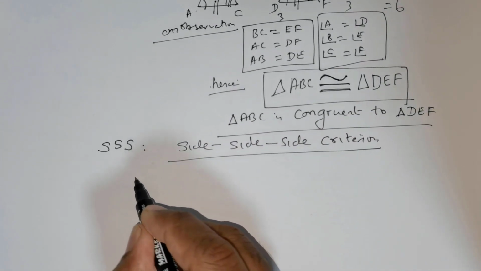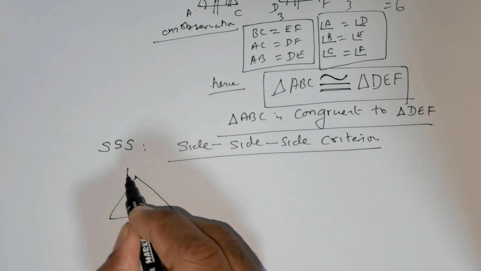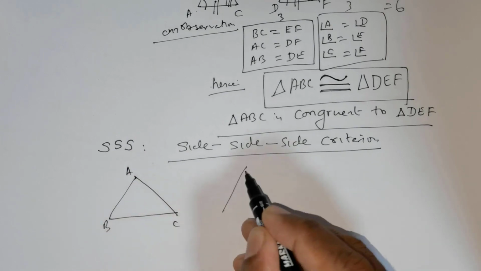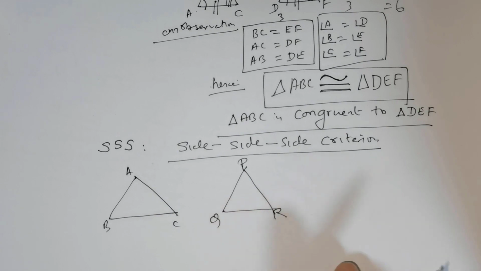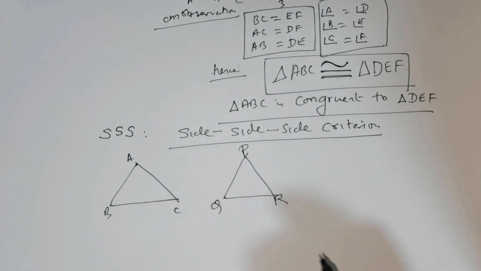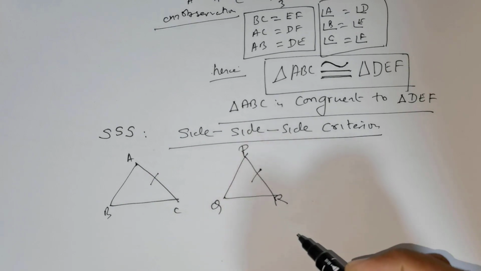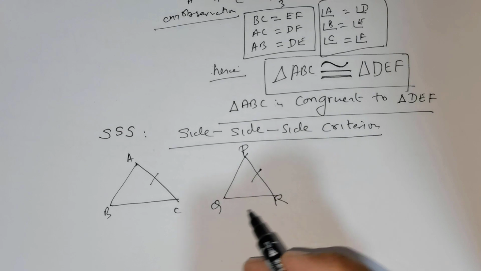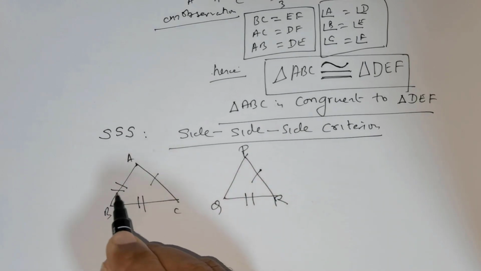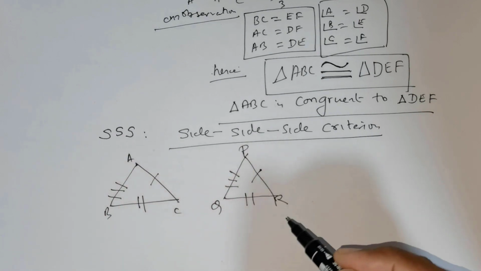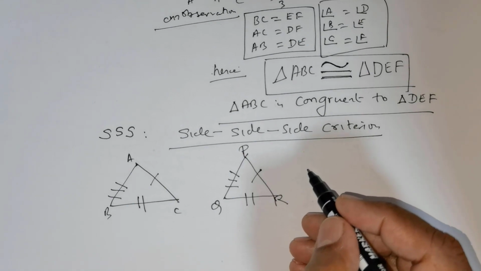Suppose you have two triangles, A, B, C, and P, Q, R. If AC has the same side as PR, and BC has the same side as QR, and AB has the same side as PQ, clearly you can see that the sides are matching each other.